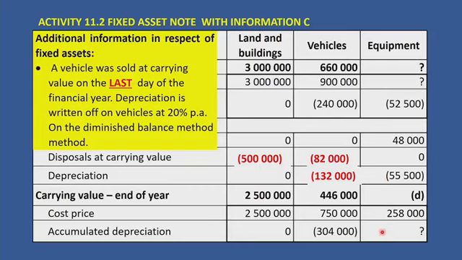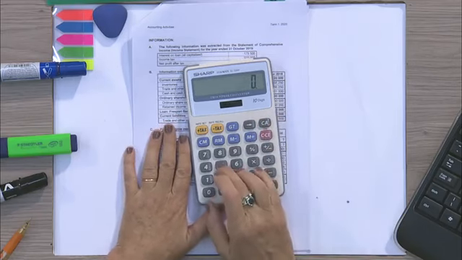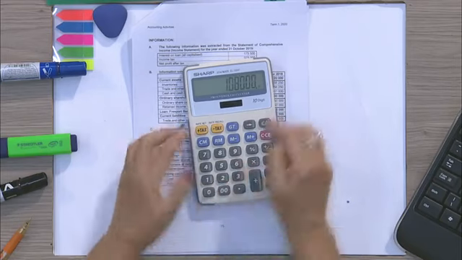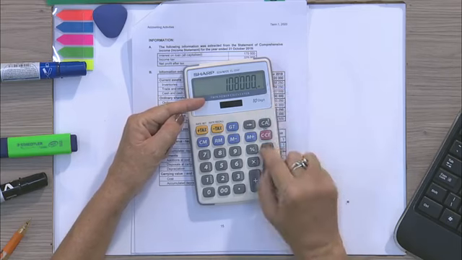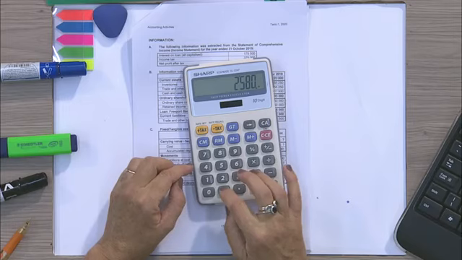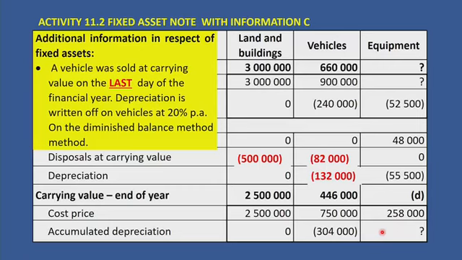I'm just going to do that because I see there's a step I'm skipping. Can you please look at the calculator? What I just said is 52,500 plus 55,500 equals the new accumulated. I hope you can see that. That's 108,000. And I'm going to subtract 108,000 from the cost price of 258,000. And if you now go back to the slide, there's the 108 and there's D's answer, 150.